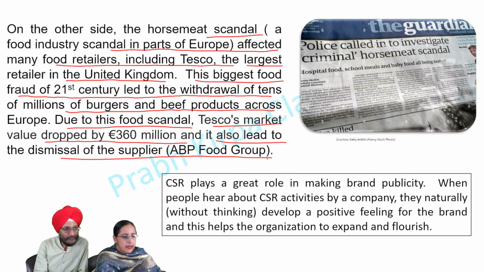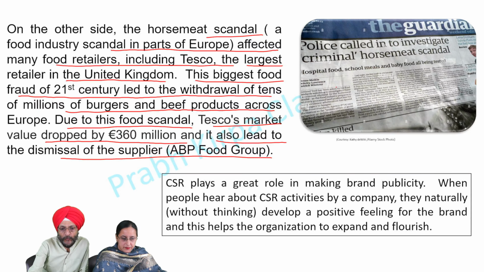CSR plays a great role in making brand publicity. When people hear about CSR activities by a company, they naturally, without thinking, develop a positive feeling for the brand, and this helps the organization to expand and flourish.